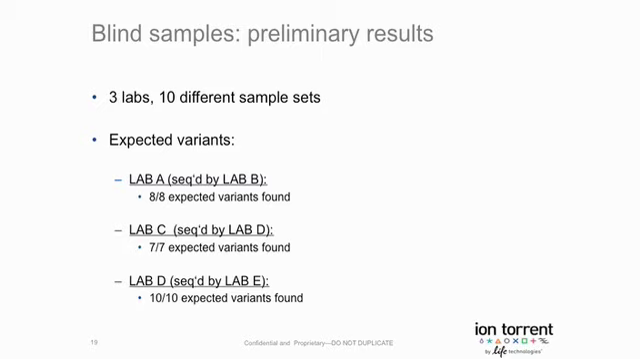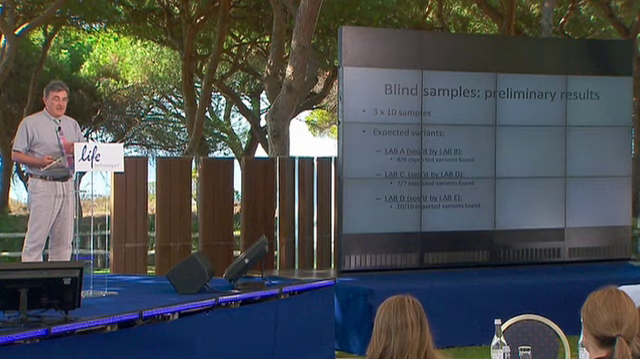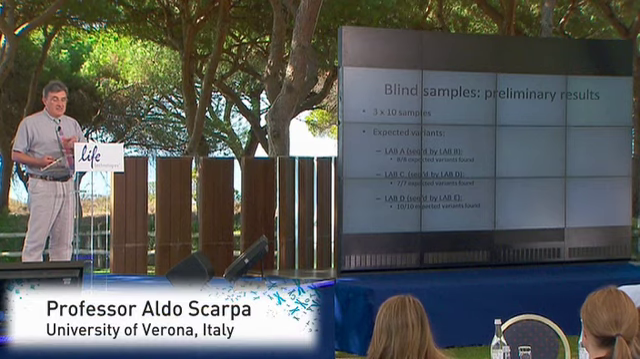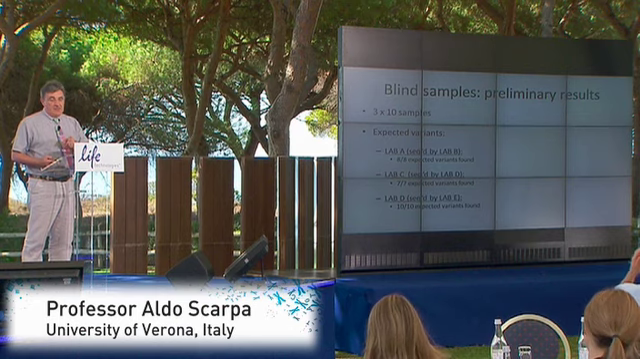So this means that the first step was passed and we passed the second one, and up to now 3 laboratories have finished the work, and each lab has found the very same sequence variants that were found by the first lab. So 8 out of 8 in the case of lab A, 7 out of 7 variants found in these samples by lab C on samples sent by lab D, and so on.